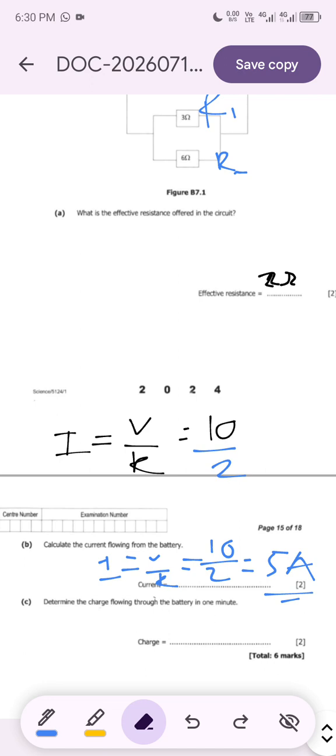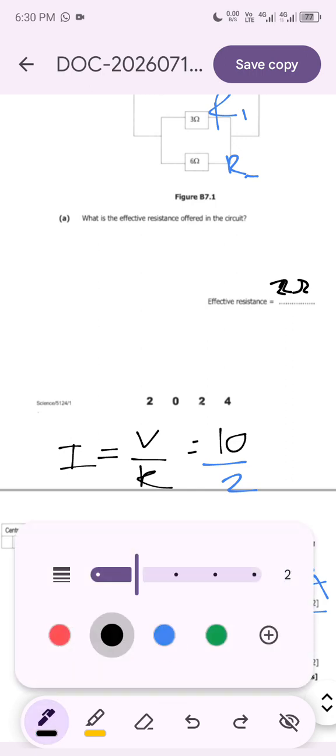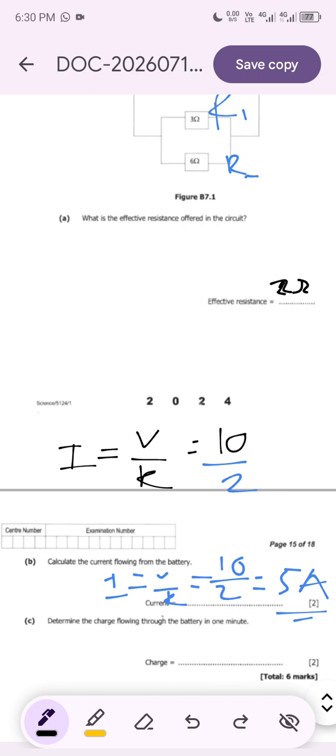And then let's determine the charge flowing through the battery in 1 minute. So it's super simple here as well. We just need to know the formula for the charge. So the formula for the charge is that charge is equal to current times time, but you need to be careful here. Time should be in seconds. That's one point that you should note. It is current times time, but time should be in seconds.